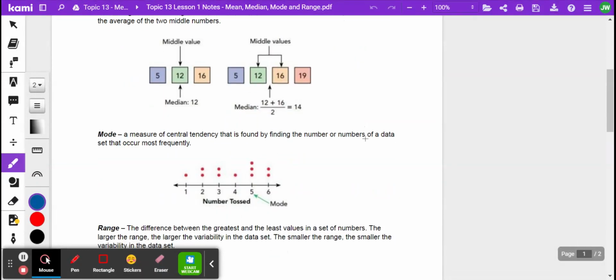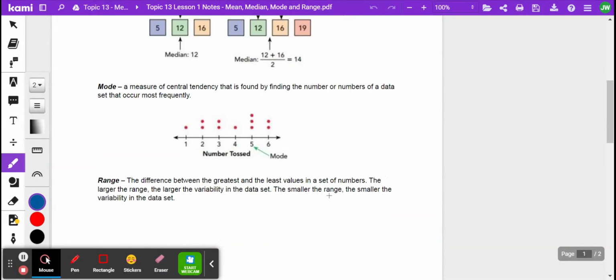And then the mode. The mode is the central tendency found by getting all the numbers and then finding the one that happens the most. So in the example you see there, there are 3 5s, and there are 2 6s, 2 2s, and 2 3s. So the one that is the most would be 5. And then range, this one should be a review. That is where you put them in order, find the smallest value and the biggest value, and subtract those. That number would be the range of your data.